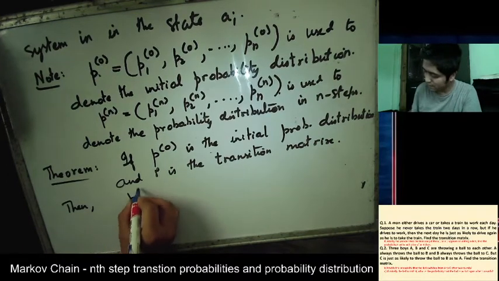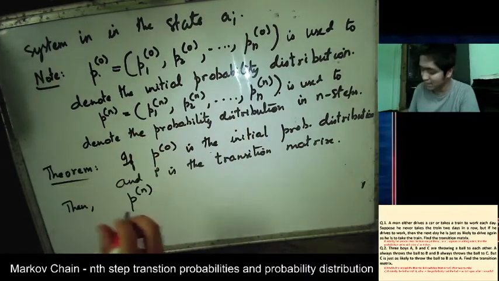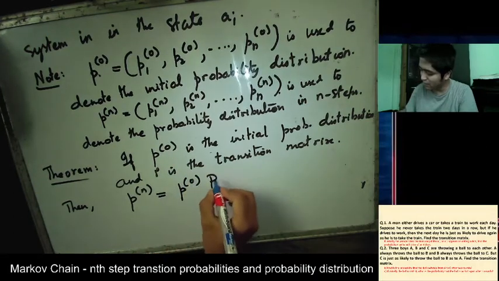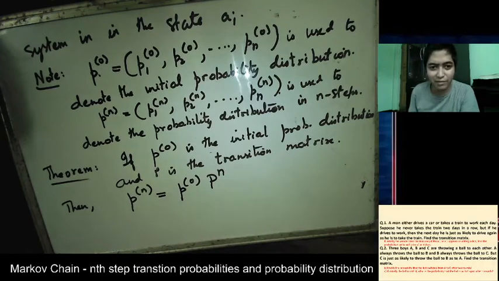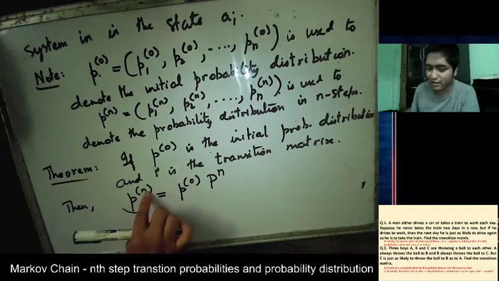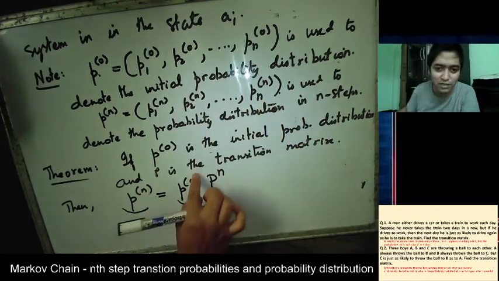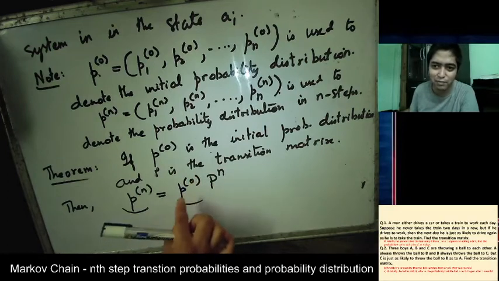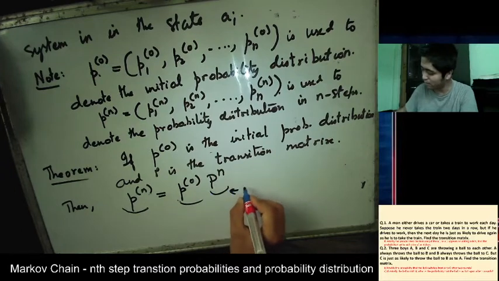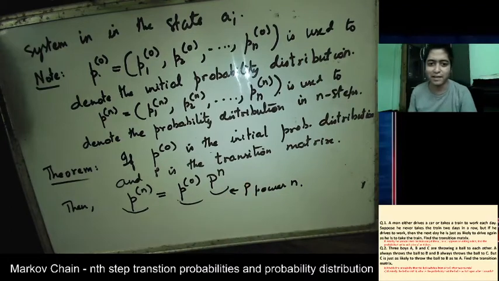Then Pn, the probability distribution in n steps, will be equal to P0 p power n. Again, do not make any confusion. This Pn is not p power n, it is just used as a notation. P naught, again, is not p power 0, it is just a notation for the initial probability distribution. And p power n is indeed a power: we are raising the matrix to the power n.